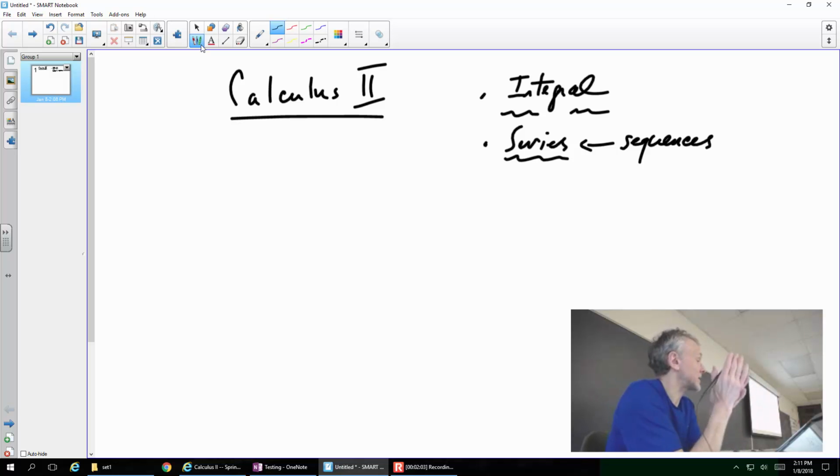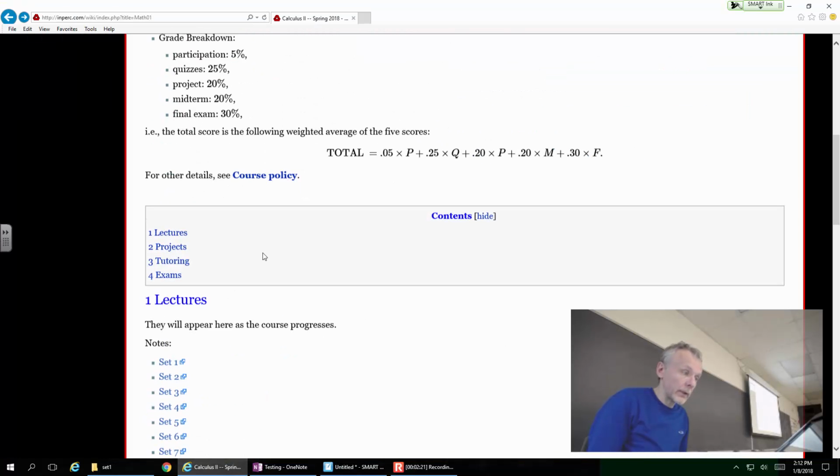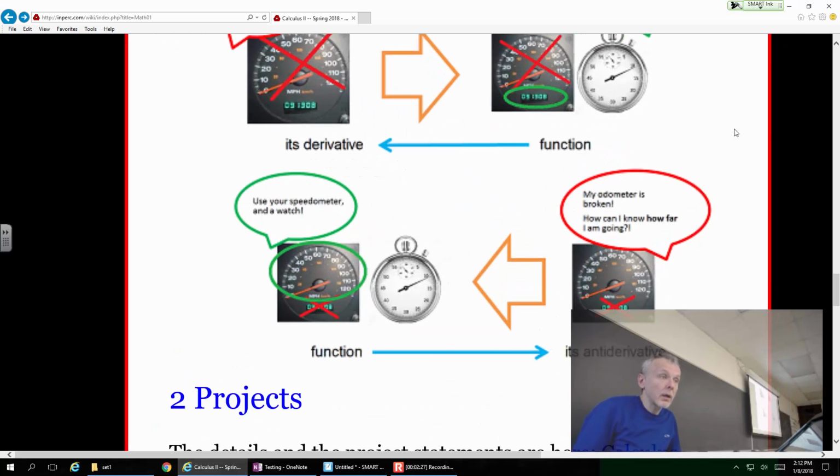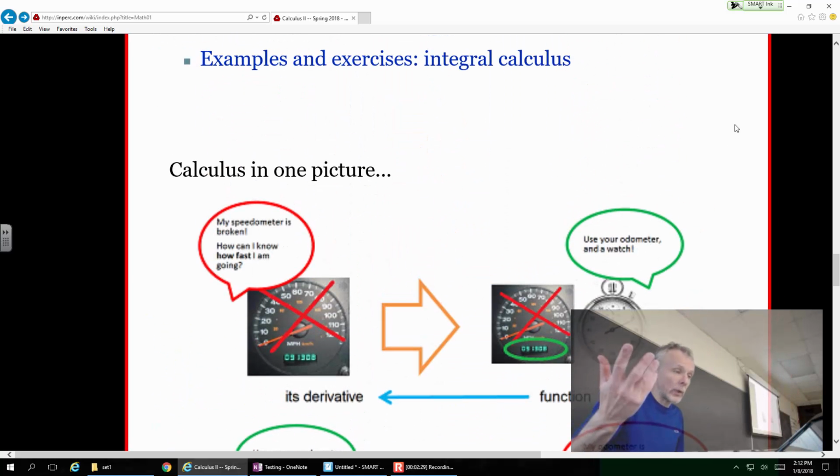But more specifically, you can interpret your function as a location and your derivative as velocity. Then if you want to hold on to an idea about the integral, it is about how to find your location from the velocity. I have this picture over here: a picture of calculus in one picture.